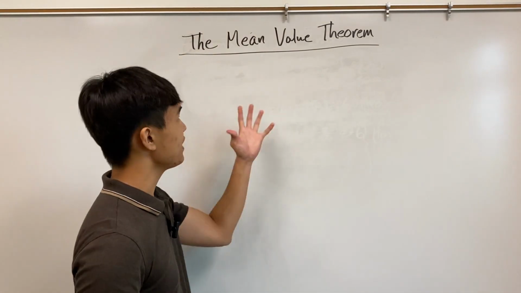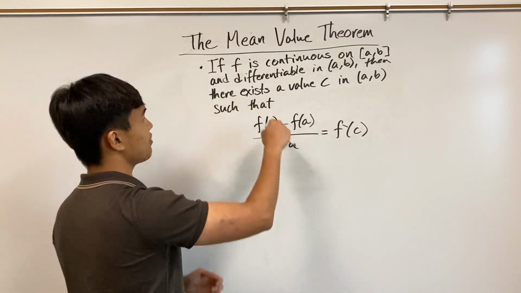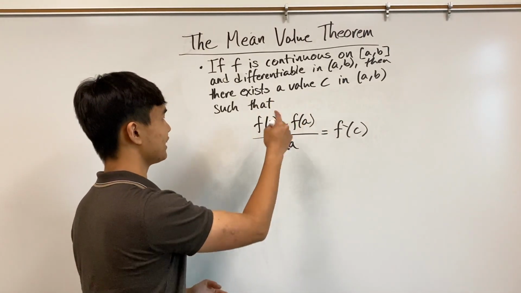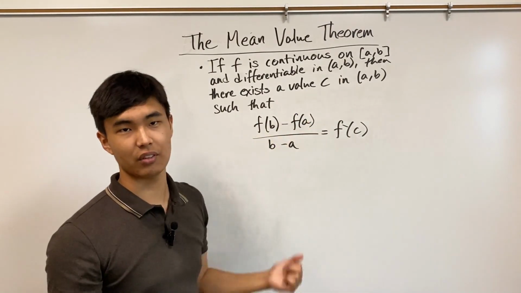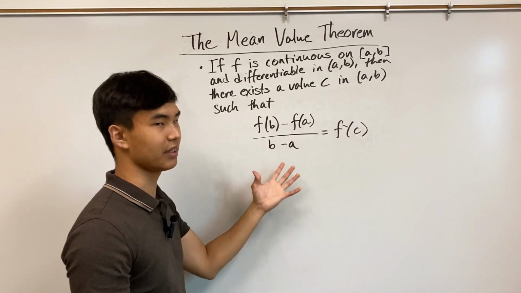Today, we're going to talk about the mean value theorem for derivatives. So what the mean value theorem for derivatives says is that if you have a continuous and differentiable function in the interval a to b, then there exists a value c in that interval a to b such that the derivative at c is equal to the average slope of the entire interval.